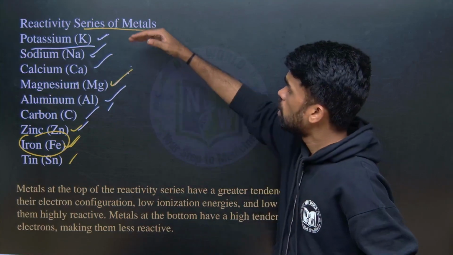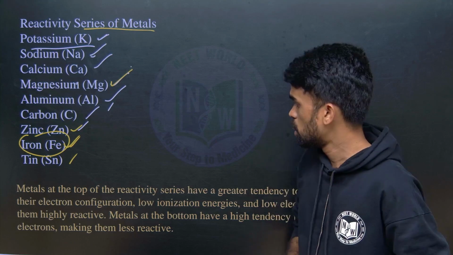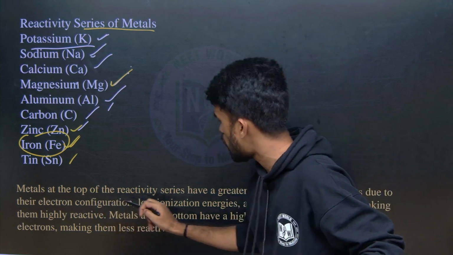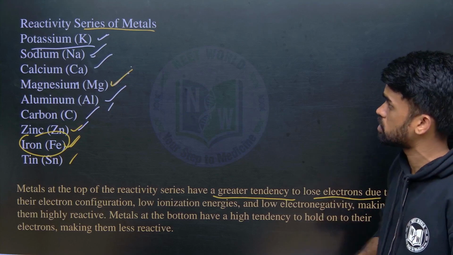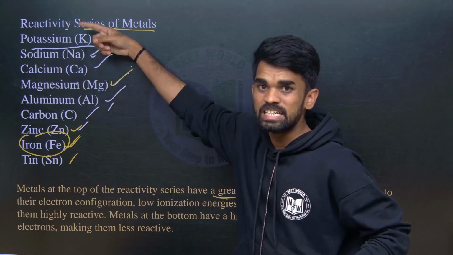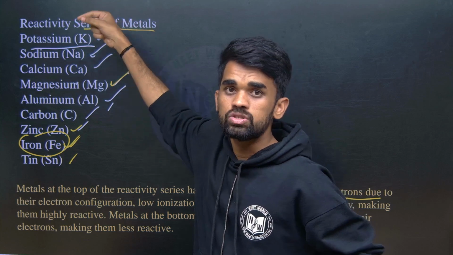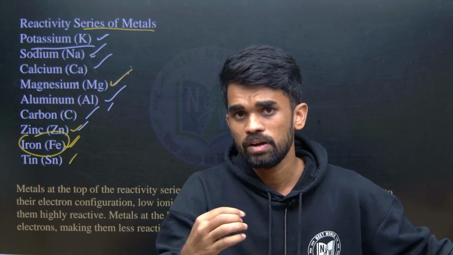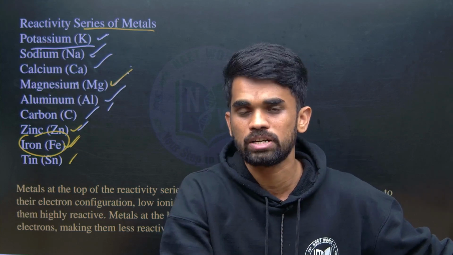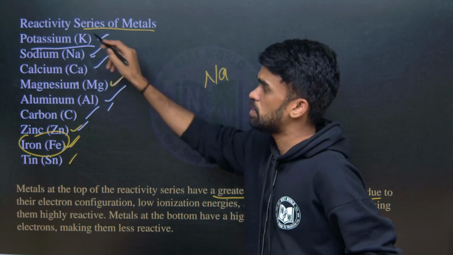Now how are we giving the reactivity series of these elements? The metals at the top of the reactivity series have a greater tendency to lose electrons. Generally, alkali metals are at the top, so they show more reactivity. Why do they show more reactivity? Because they have a very high tendency to lose their electrons. See, for example, I am taking sodium. Potassium and sodium are there.